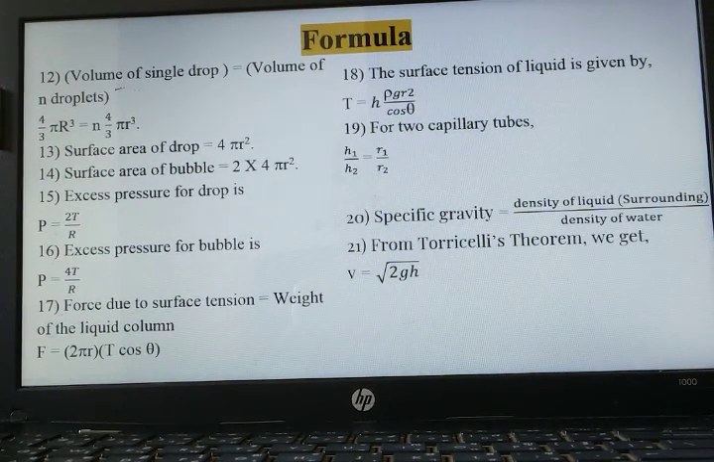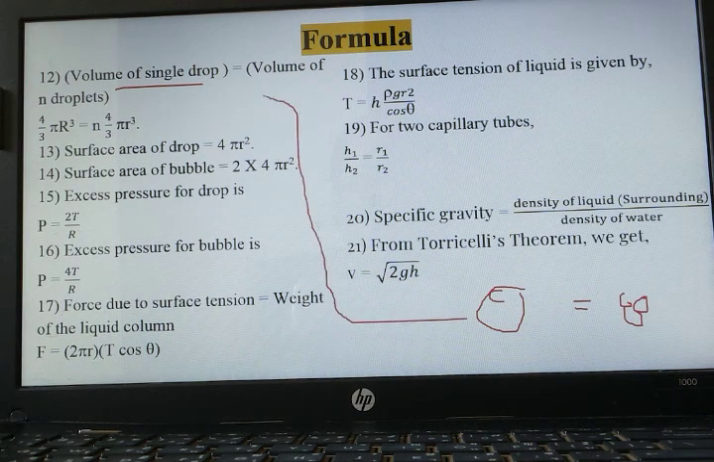Whenever the volume of a single droplet is equal to the volume of n droplets. Take for example, a big single droplet which has been formed due to the mixture of many droplets. At that time we will be using this formula: 4 upon 3 pi R cube equals n into 4 upon 3 pi r cube, where R is the radius of the single big droplet, n is the number of droplets, and r is the radius of the small droplet.